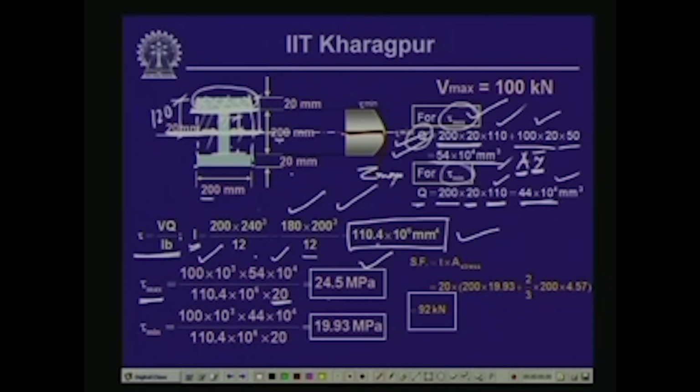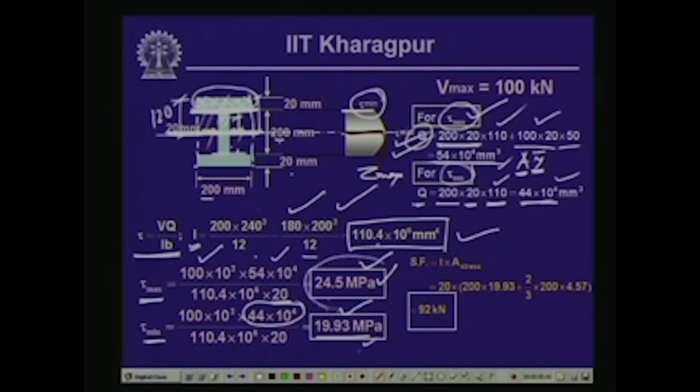Now, the minimum shear stress at this particular location is given by this expression, again V Q by I b, and only the value of Q changes, which is 44 into 10 to the power 4, and thereby we get a stress of 19.93 megapascal at this particular location. So, this is the value of tau minimum. This is the first part, where we compute the maximum stress and the minimum stress.